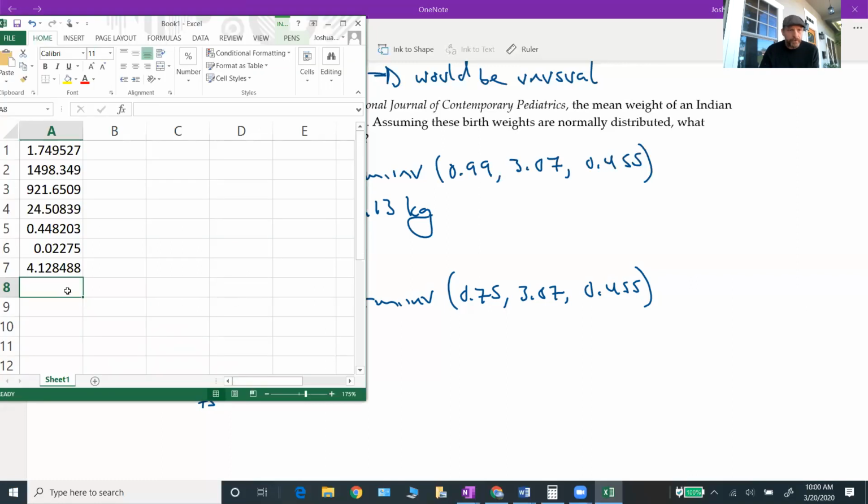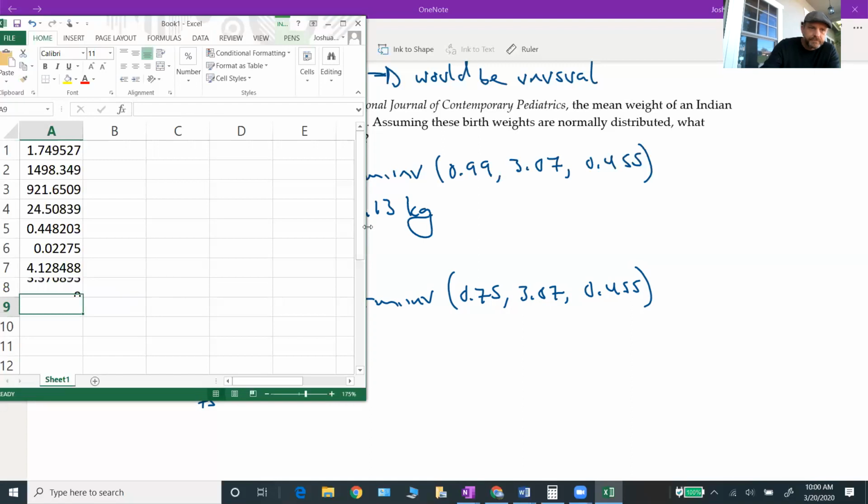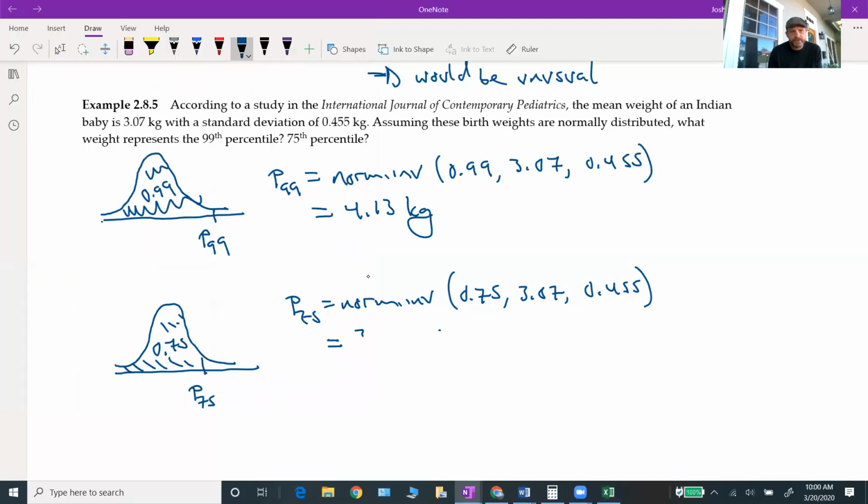And then for the other one, we also have norm inverse, 0.75, 3.07, and 0.455. And we get, what, 3.38, I'm rounding, so 3.38 kilograms. Okay. So hopefully you pause those and obtain those answers as well.